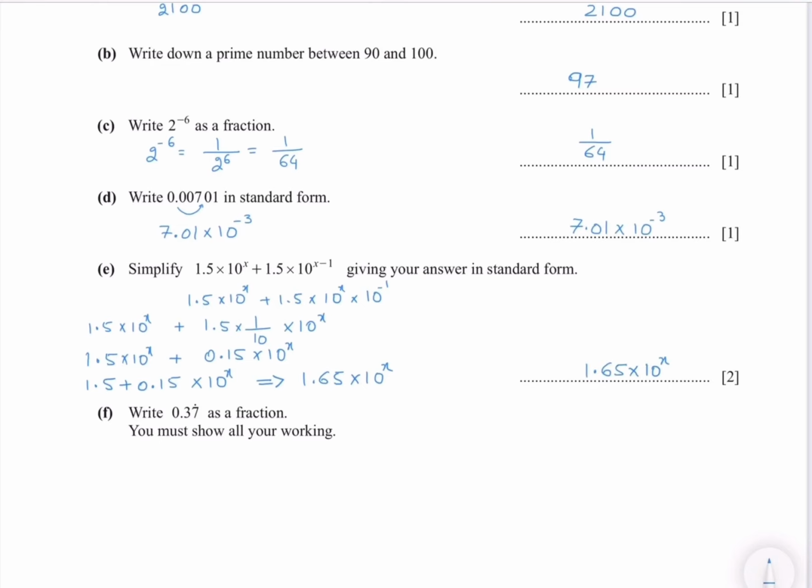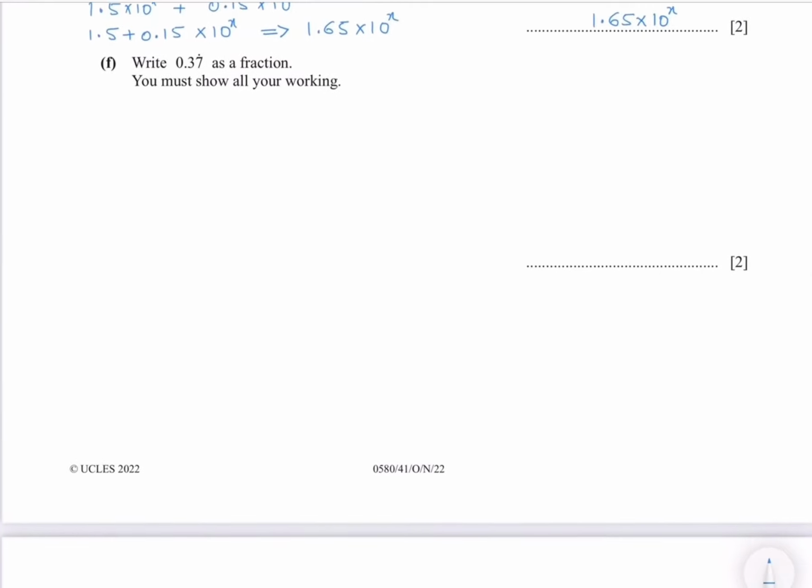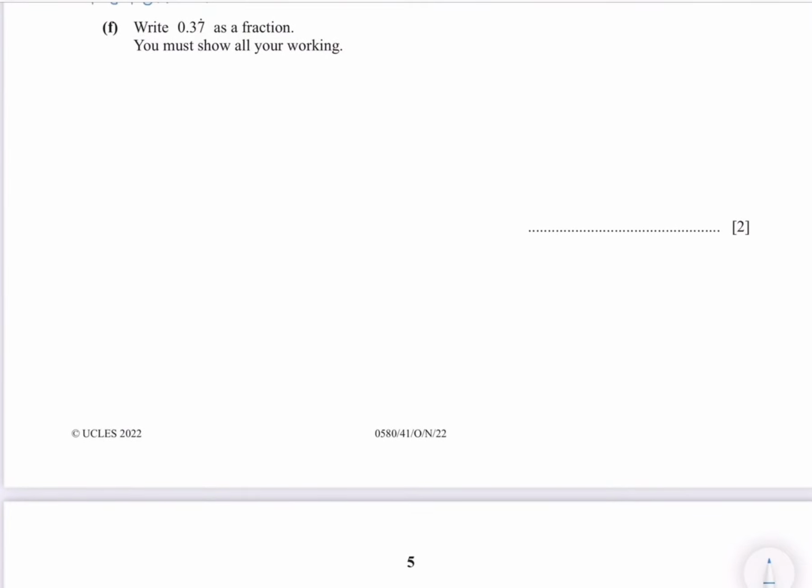Write 0.37. There is a dot on the 7. It means it's a recurring number. Recurring number means 777 infinitely. So he says we have to write this recurring number as a fraction. So you assume x is equal to 0.37 recurring. Now multiply both sides by 10, so that we should bring 3 before the decimal. So it becomes 3.7 recurring.